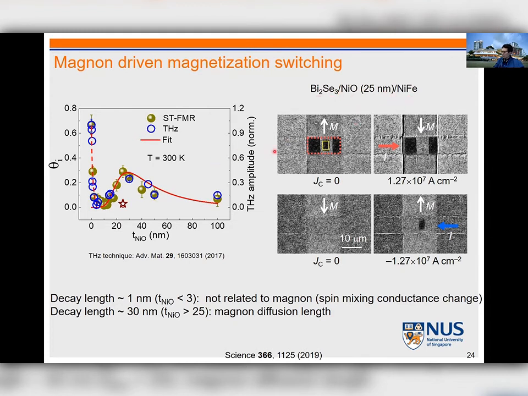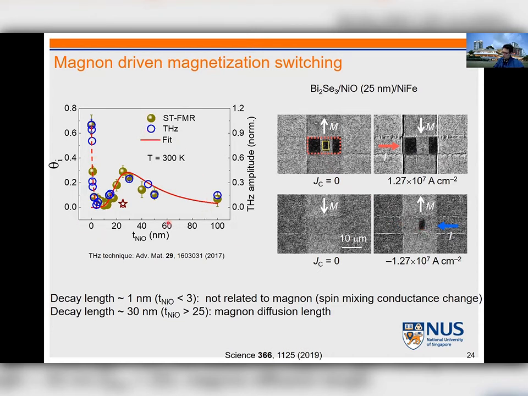Then we inject charge current underneath bismuth selenide, and initially this isolated magnetic dot of nickel iron is pointing one direction, but after a certain current density, we can see it switch to the opposite direction. And by applying charge current from the opposite electrode, we were able to switch back to the initial configuration.